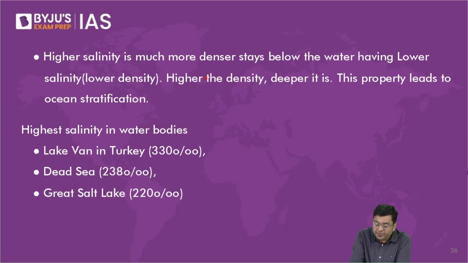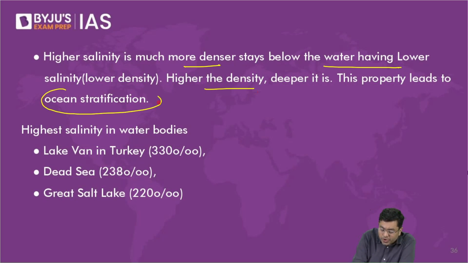Now, higher salinity water is much denser and stays below water having lower salinity, because salinity also impacts density. The higher the density, the greater the depth it goes to. So this leads to ocean stratification, that is, the arrangement of oceanic water in terms of layers. That is what is referred to as ocean stratification.